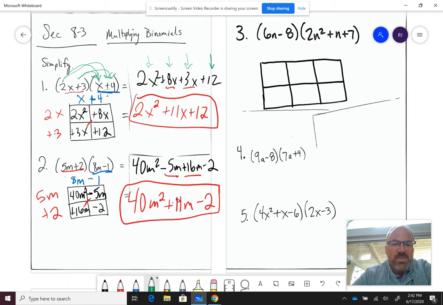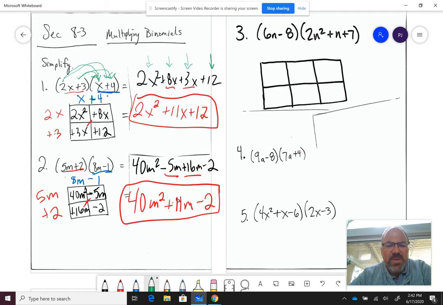We're just using these boxes to make sure that we don't miss anything. If you didn't distribute to everything or you missed one of the numbers, that could happen too. So it's a clear way of seeing everything. Plus, it's a good visual that you're going to need to see anyway.